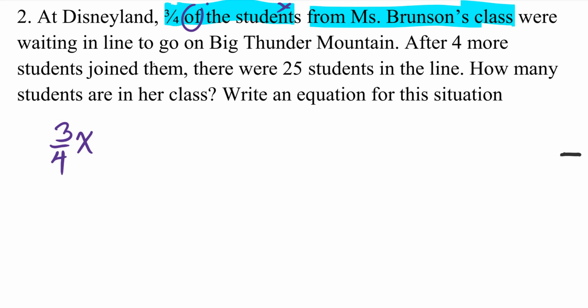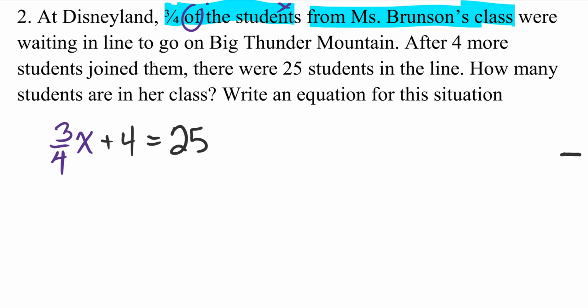Then we have this, after 4 more students join, there were 25 students in line. Well, we're going to add, oops, let me go back. We're going to add 4 to the students. And then we're going to say that equals 25. 4 more students joined that group, and then there were 25 students there.